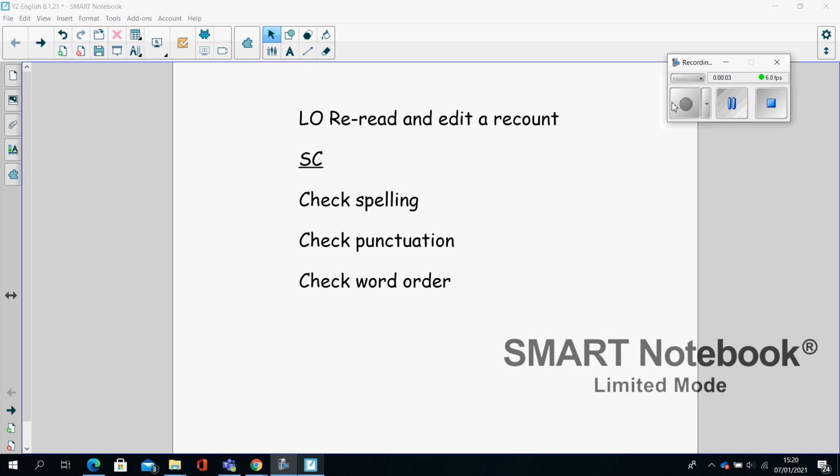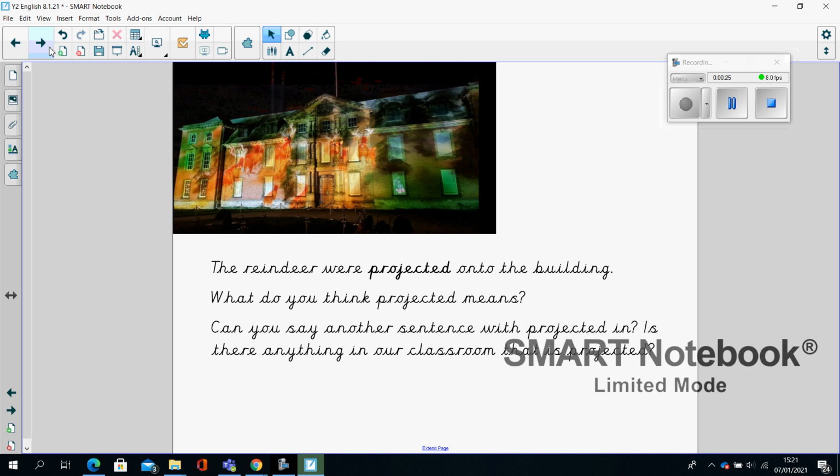Today we are rereading and editing a recount. We're going to give you the opportunity to reread and edit your recount, but we do find that's quite tricky for children to do. So we have an example one that you can reread and edit yourselves that I have written. So our success criteria: to be successful, we need to check the spelling of the recount, check the punctuation, and check the word order.